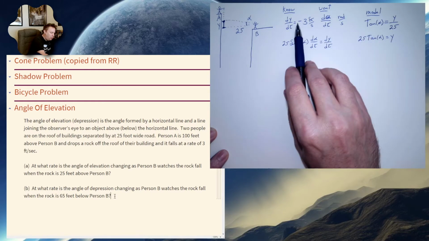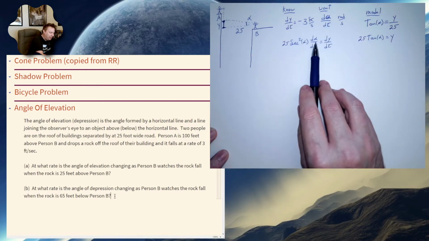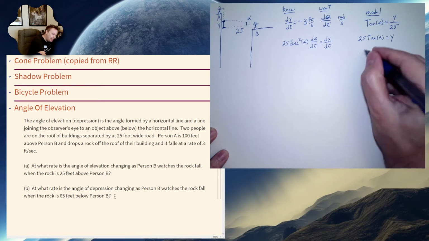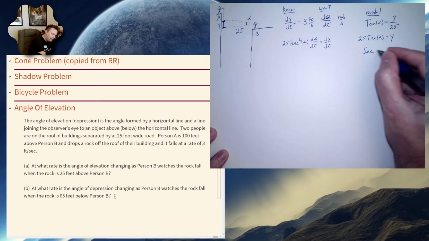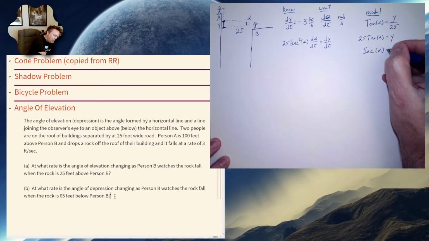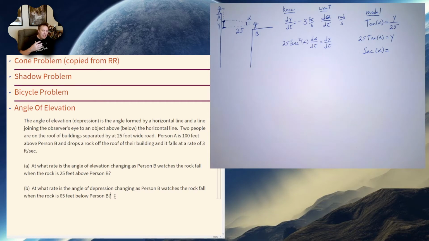I already know what dy/dt is; my goal is to figure out d alpha/dt. So I have to figure out what secant squared of alpha is. If I can figure out what secant is, I can just square it and figure out what secant squared is. Well, if you think about secant, secant is the reciprocal of cosine.